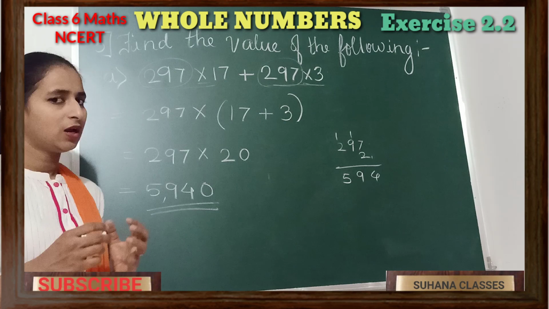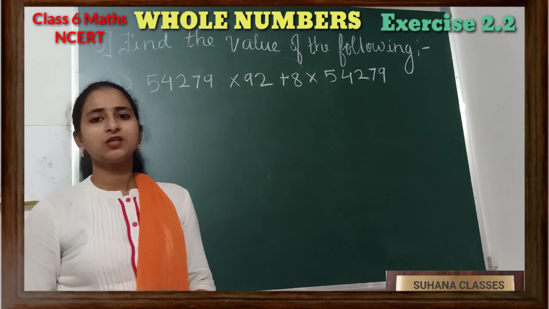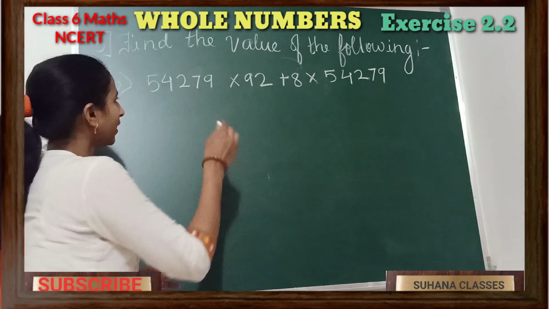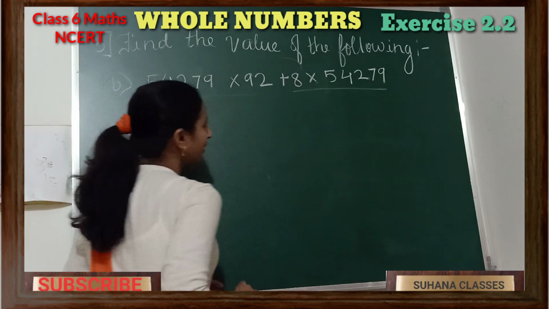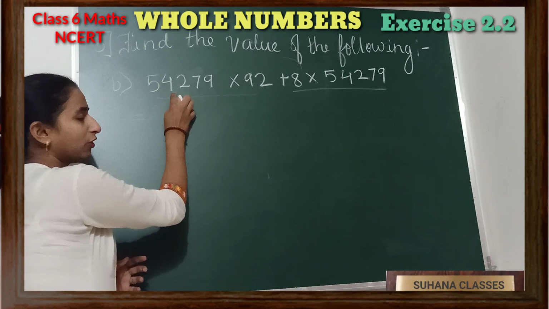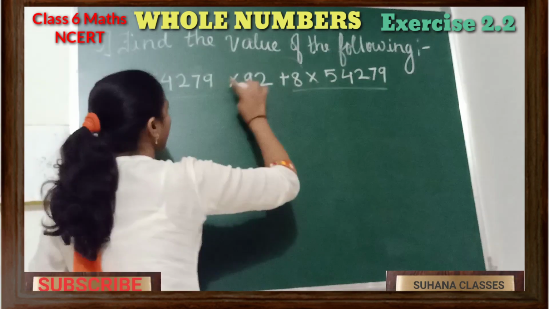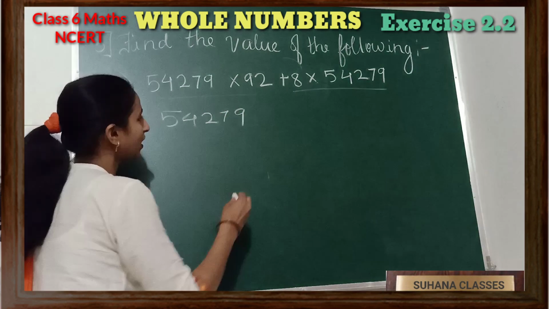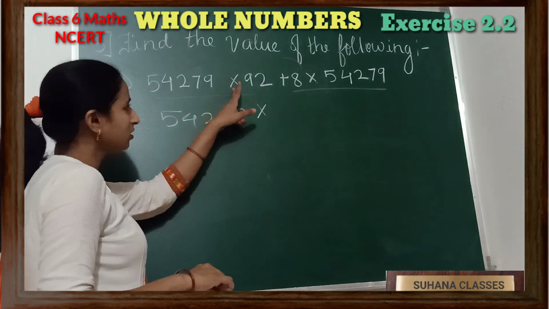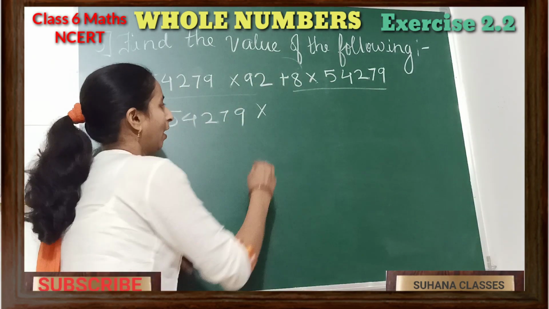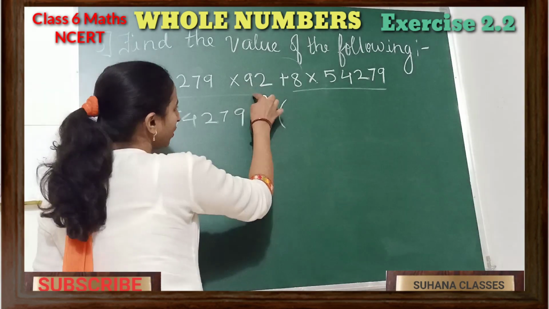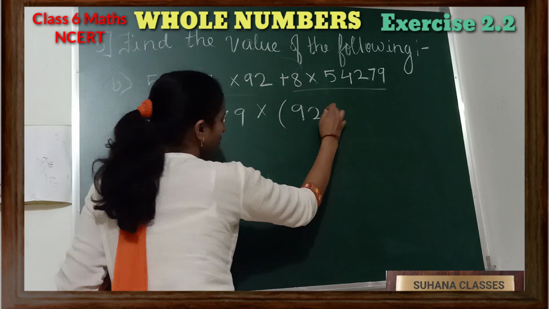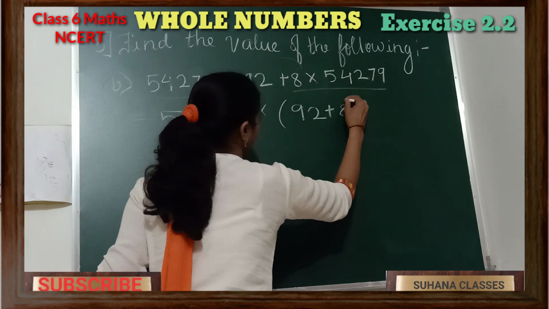Is it clear, students? Now let's see our next question. We have to multiply and add this group of numbers. I can see two groups of numbers here. What thing can I see common in them? 54,279 is common in both the groups. So I will bring 54,279 common outside, with multiplication, because these numbers are attached with the multiplication sign. Now in the bracket I have to keep the remaining numbers. From this group, 92 is remaining, with a plus sign between, and in this group 8 is remaining.